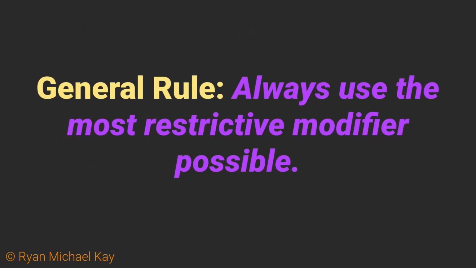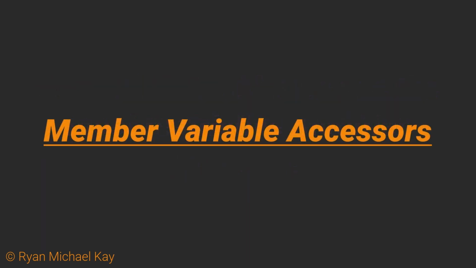The general rule for access modifiers is that you should always use the most restrictive modifier possible that still allows your program to function properly. In Java, by convention, we always make member variables private. The reason for this can be summarized by the following principle. An object should always have control over how external software entities access and change its member variables.